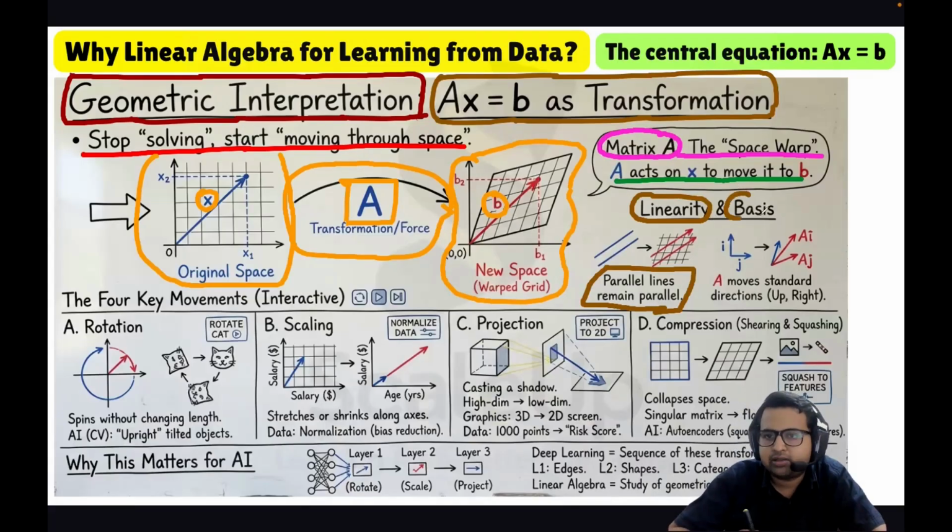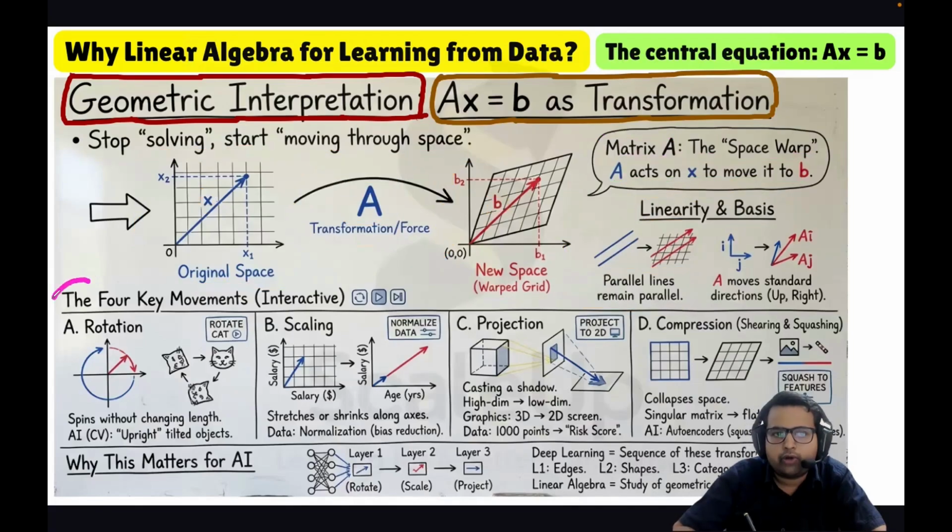And what is basis? Matrix A essentially tells the computer where the standard directions, like up and right, should land in the new space. Bases are like the standard directions which help in transforming the input x into a new space b. Matrix A contains the rules which tell where the standard directions should land in the new space. These standard directions are the basis.